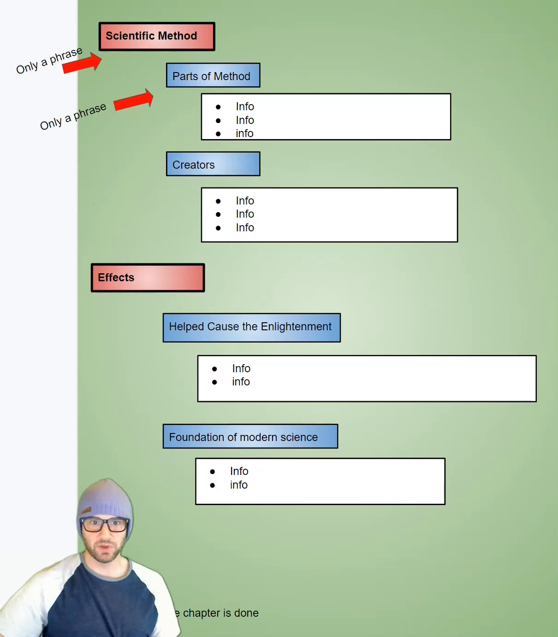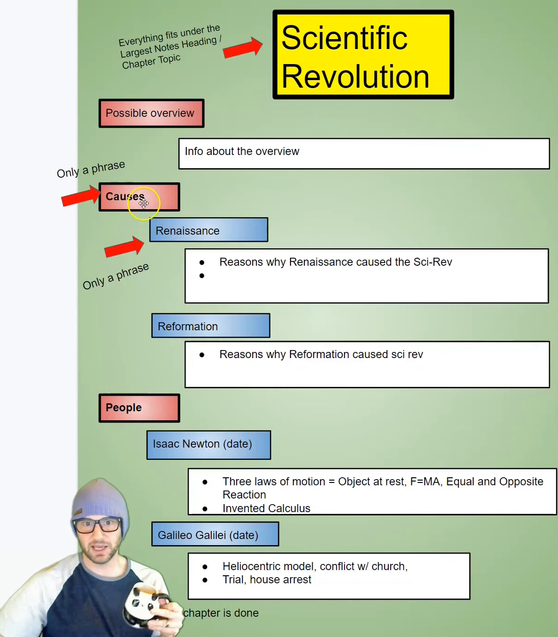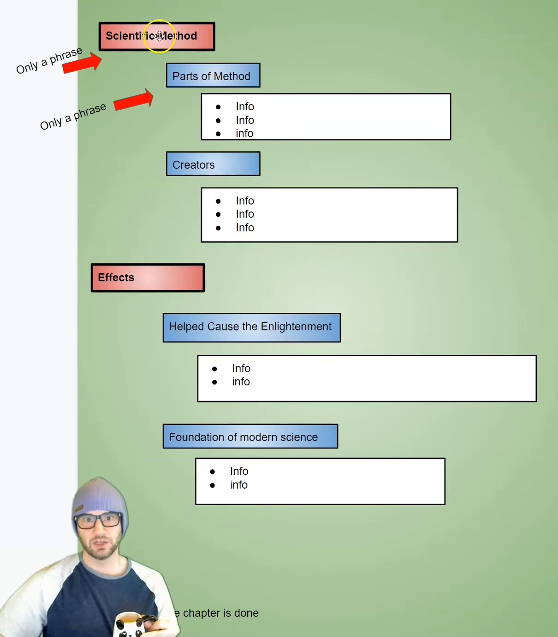And once I'm done with the people, maybe I want to take notes on the scientific method. You see, the scientific method is not people and it's not causes. It deserves to be its own subheading under the scientific revolution. So the scientific method is either going to just be notes on the scientific method, or I could divide it into two parts of the method and take all the information, and then the creators of the method. It's really up to me.